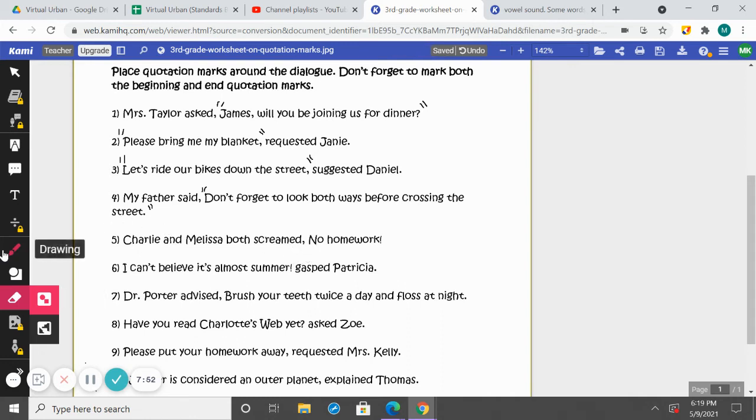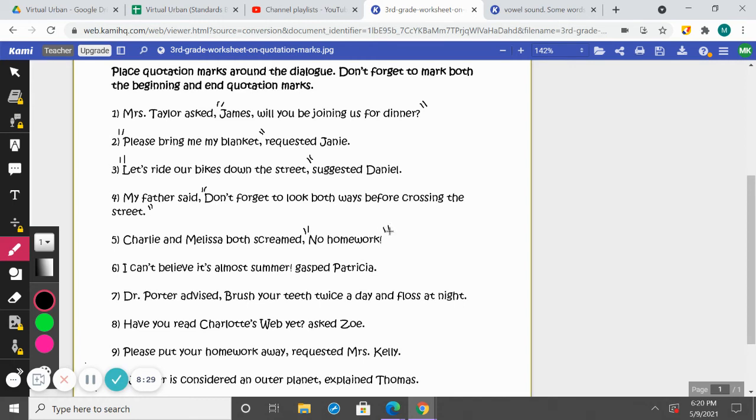So let's look at 5 first, and I want you guys to try this one on your own. Follow along as I read it, and then you're going to pause and tell me which part is the dialogue. Charlie and Melissa both screamed, "No homework!" Charlie and Melissa screamed, "No homework!" I want you to think about what is the dialogue, what needs quotation marks around it, pause me, and figure that one out. What needs quotation marks around it? So "no homework" is what needs quotation marks because that's what Charlie and Melissa said.